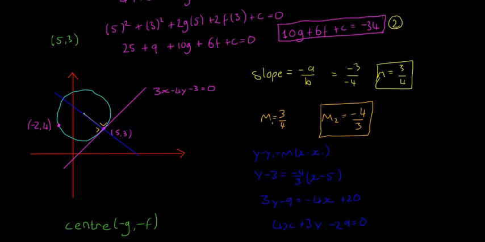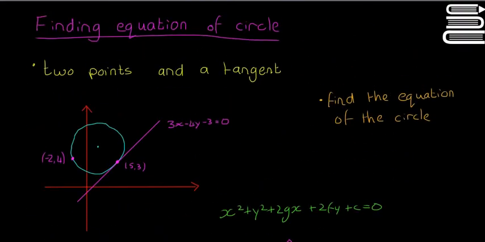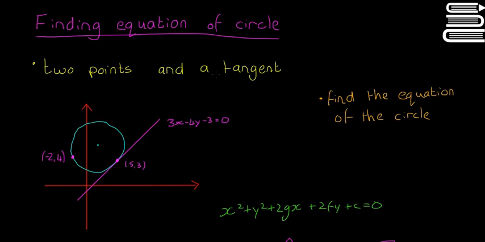And now we're back to where we were in the last video. If we remember that we know a line that goes through the center point, we know the center is minus g and minus f. We can put minus g into the x and minus f into the y of that line, and we get another equation in g and f that we can use to help find g, f, and c for the equation of our circle. So that's the last video on finding the equation of a circle.